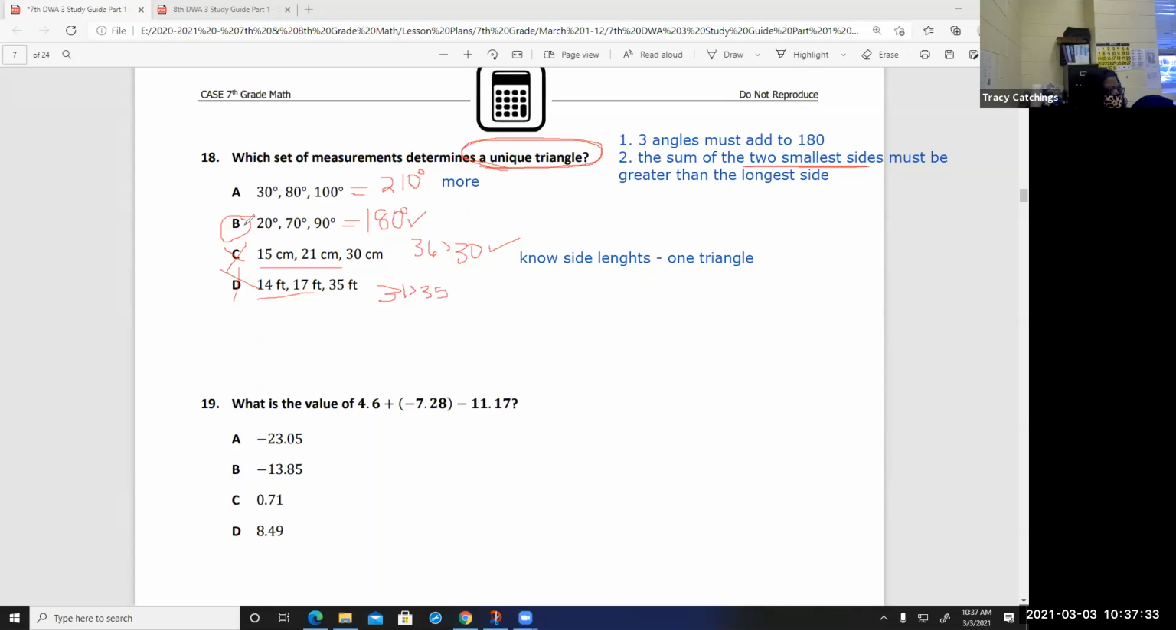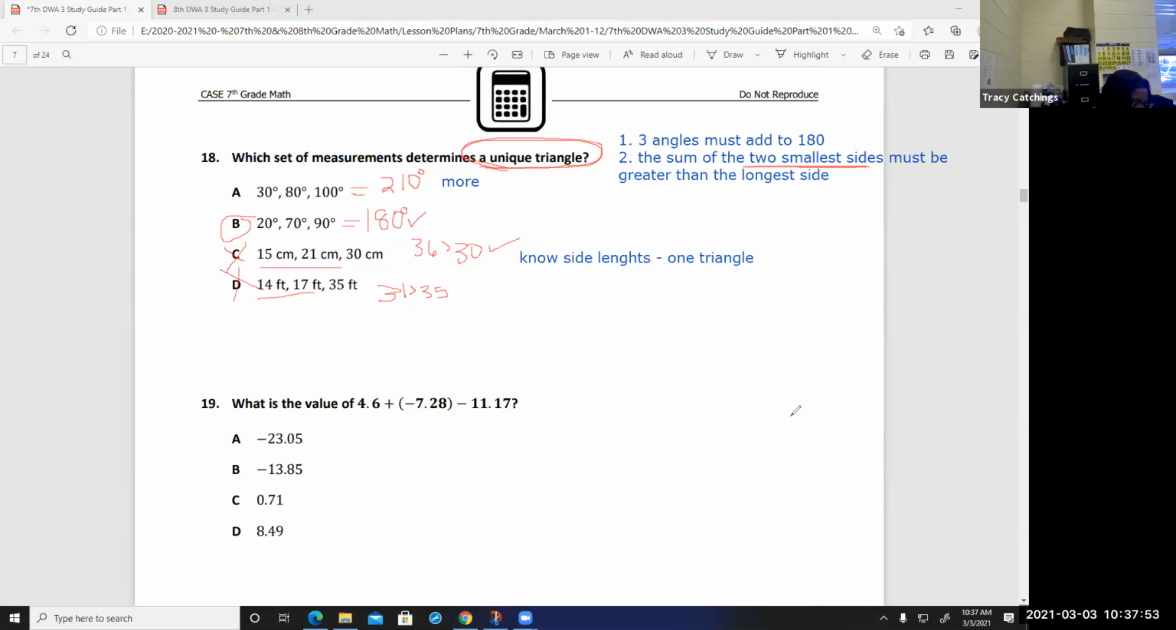I can make a small one. I can make a big one. We just don't know the side lengths. A won't work because they gave us more than what we need. Now, if they would have said more than one triangle, Cedric, we would have gone with A, because we can make several into that one.